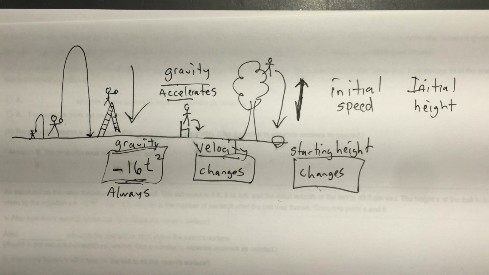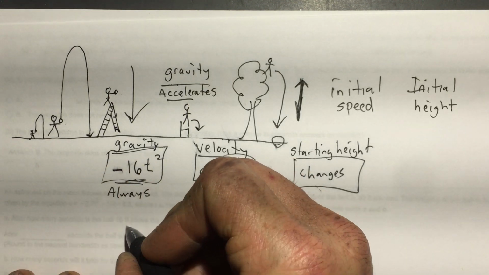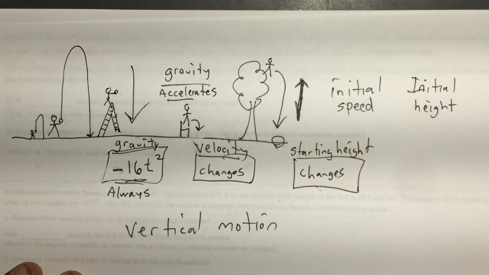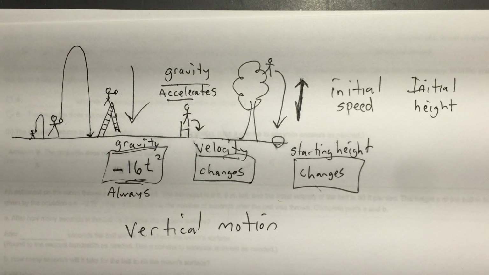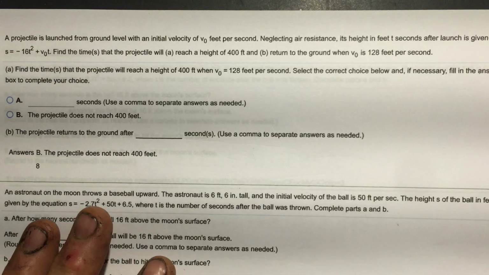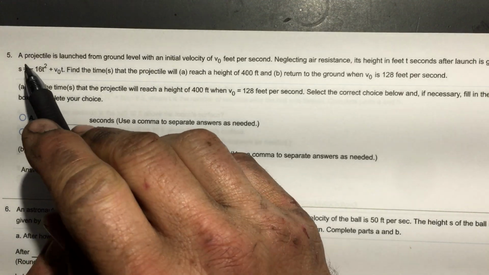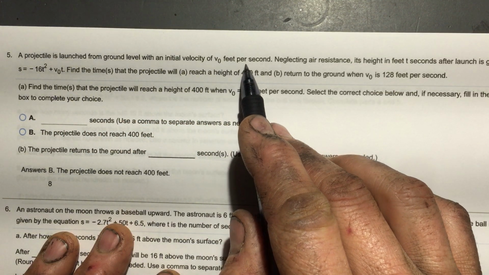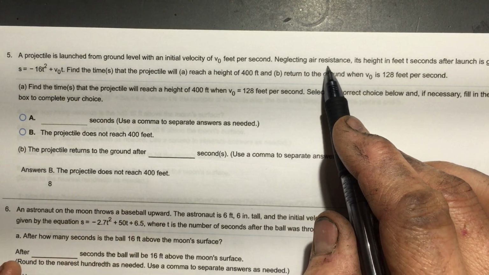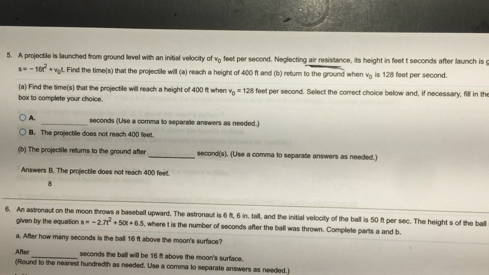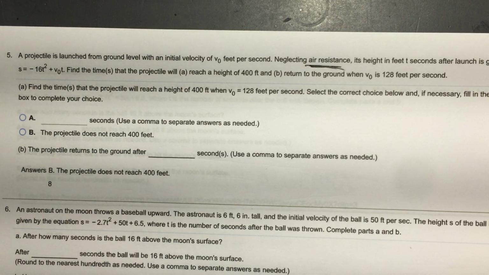All right, so this is what we call vertical motion, when something is being thrown up in the air or something is dropped or whatever. Okay, so if we look at this problem number 5 right here, a projectile is launched from ground level with initial velocity of v sub 0 feet per second. Neglecting air resistance, and now that's one thing too, air resistance could come into play. If it's windy out, that could affect the ball traveling and how high it would go and how long it would take to hit the ground.